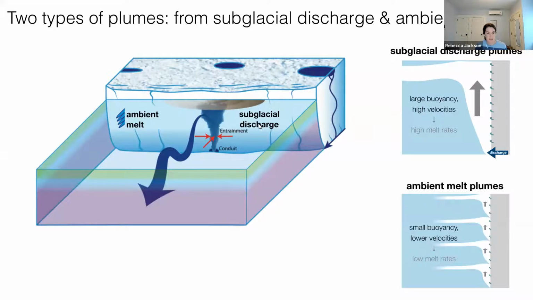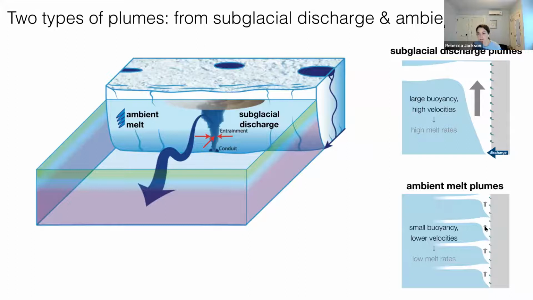But there's this other regime where you just have buoyancy from the submarine melt itself. It's a much smaller source of buoyancy, and so you expect more weakly upwelling plumes that, when they're melting into a stratified ocean, should form mid-depth intrusions. And because we expect lower velocities in these melt plumes, you might expect that the melt rates associated with this are much lower.